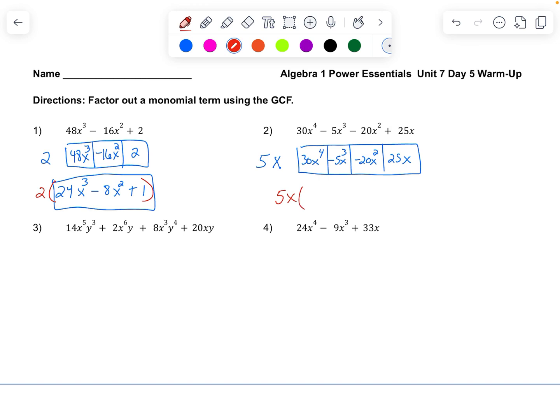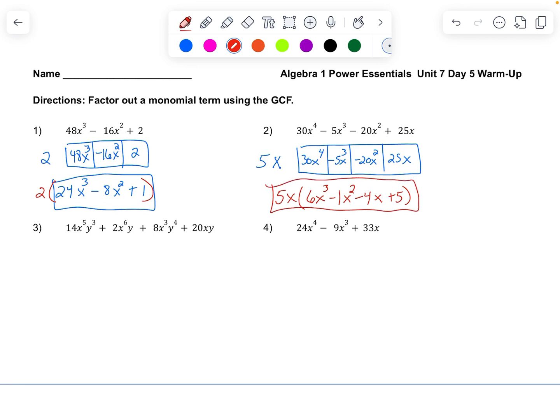Now I just take 30 divided by 5, which is 6, x to the 4th, and I take 1 away, I have x to the 3rd. Negative 5 divided by 5 is negative 1. X to the 3rd, take 1x away, I'm down to x to the 2nd. Negative 20 divided by 5 is negative 4. X to the 2nd, take away an x, I have only an x left. And 25 divided by 5 is 5. If I had an x, I took an x away, I don't have an x anymore. So just 5 there. And that is our answer.